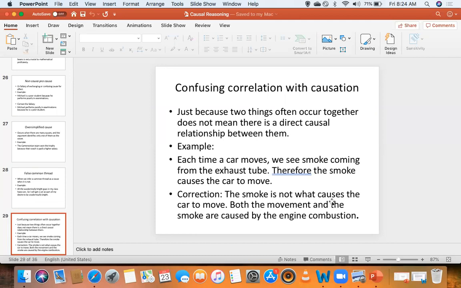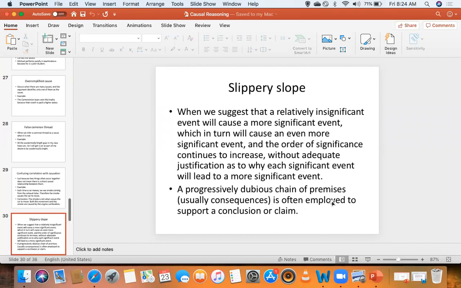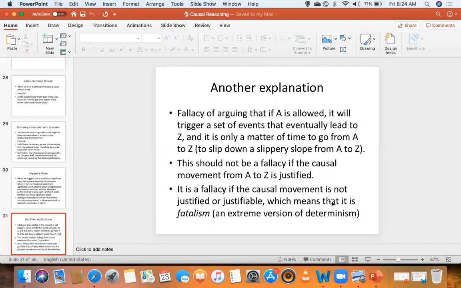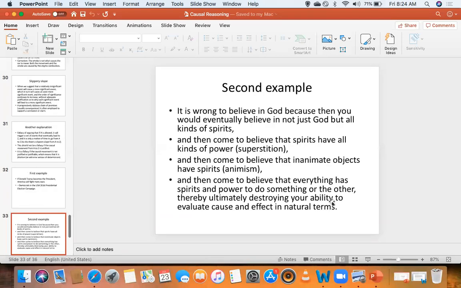Then we saw confusing correlation with causation. And we saw slippery slope, which is to argue basically out of exaggeration, saying that something will lead to something more serious and another thing that is more serious and so on.